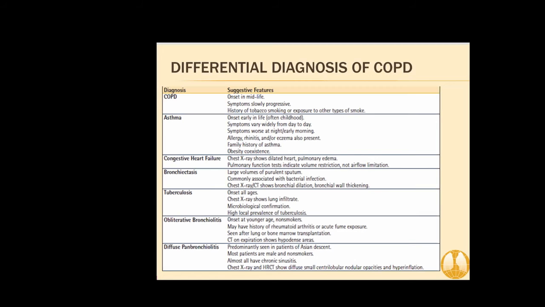TB, obliterative bronchiolitis or bronchiolitis obliterans. Think about it in a younger person, a non-smoker. It can be idiopathic, or associated with autoimmune diseases, toxic inhalation, following pneumonia, following bone marrow or lung transplant. Diffuse panbronchiolitis is very rare in this country.